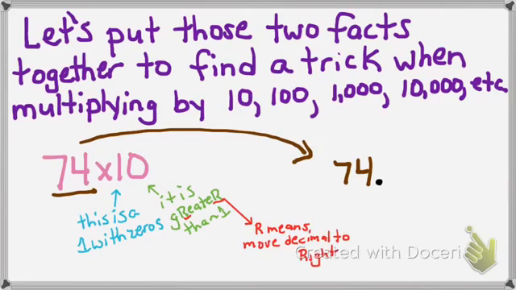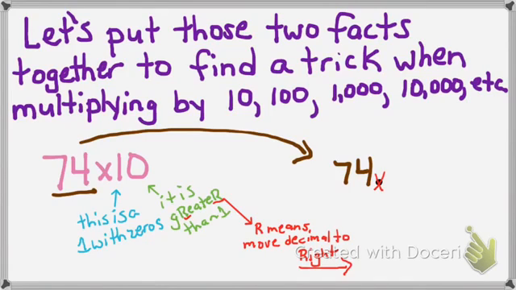The R means move my decimals to the right, which is this way. So when I'm multiplying by a power of 10 that's greater than 1, the way to make my answer greater is to move my decimal to the right. The R in greater is like the R in right, and that's how I remember my direction. So I want to move my decimal to the right.